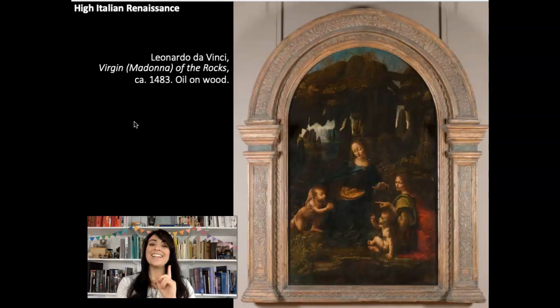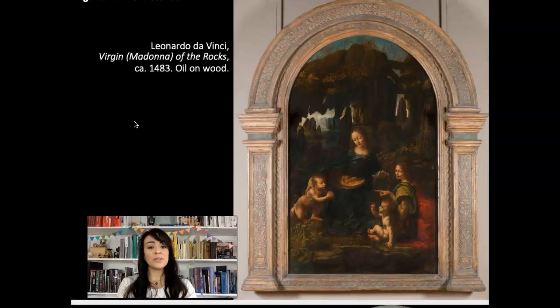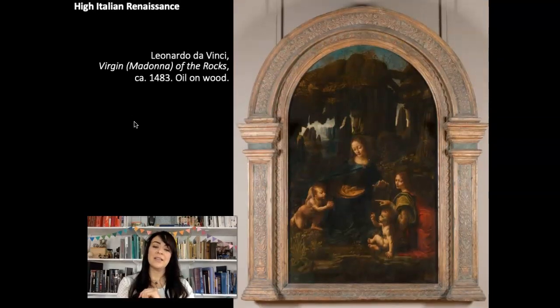Another thing, it's called of the rocks, not on the rocks. This is not a cocktail served over ice. What it is, is an altarpiece, and it was paid for by the Duke of Milan to a confraternity in Milan. A confraternity is kind of like a gentleman's organization or, like I said, a fraternity.